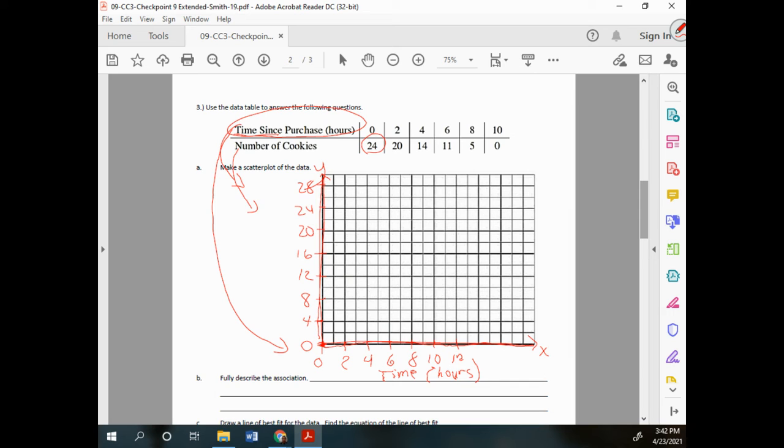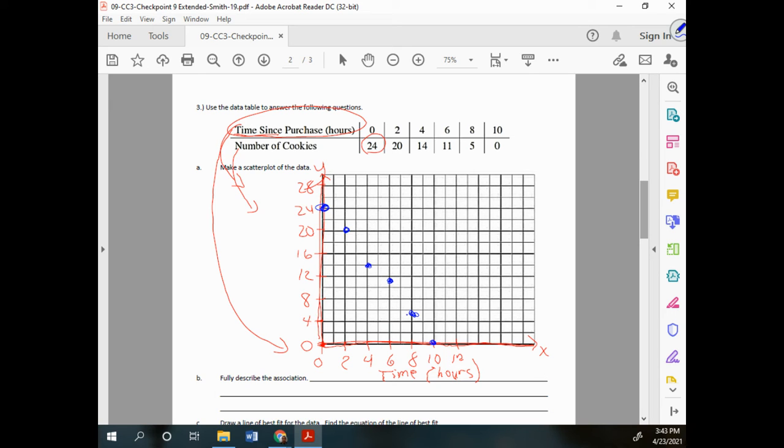So now I'm going to plot my points. I've got 0, 24 right there. I've got 2, 20, should be right about there. I've got 4, 14, should be right about there. 6, 11. Now this is 12, so 11 would be right in the middle. 8, 5, should put it right there. And then 10, 0. So I've got my points there.